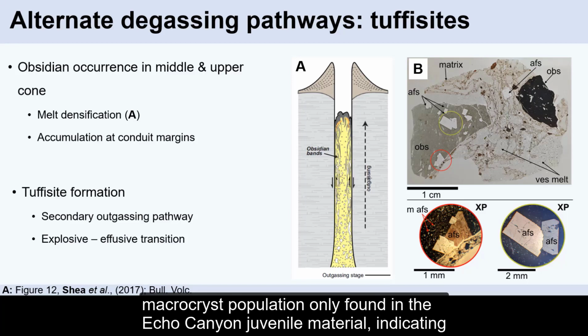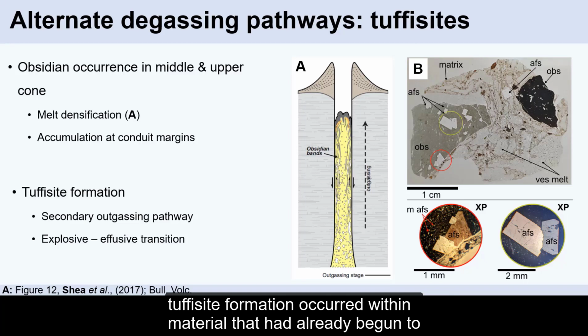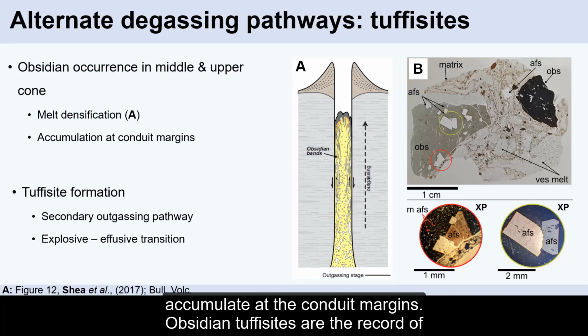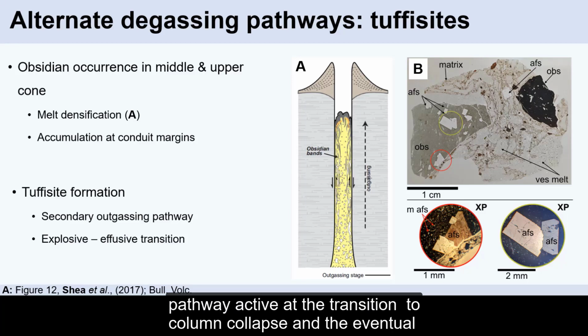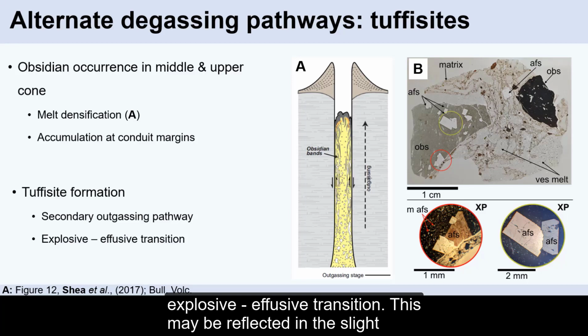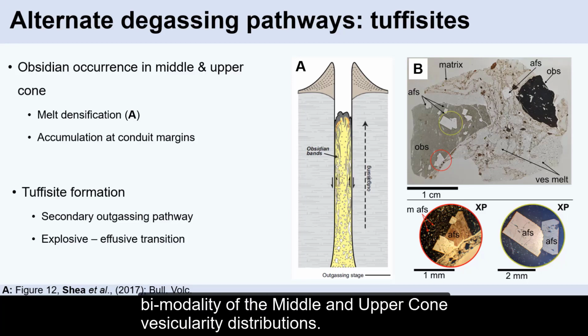Furthermore, clasts of obsidian breccia display features commonly seen in tuffosites and contain the distinct macrocrust population only found in the Echo Canyon juvenile material, indicating tuffosite formation occurred within material that had already begun to accumulate at the conduit margins. Obsidian tuffosites are the record of explosive degassing, and are thus evidence of a secondary outgassing pathway active at the transition to column collapse and the eventual explosive effusive transition. This may be reflected in the slight bimodality of the middle and upper cone vesicularity distributions.